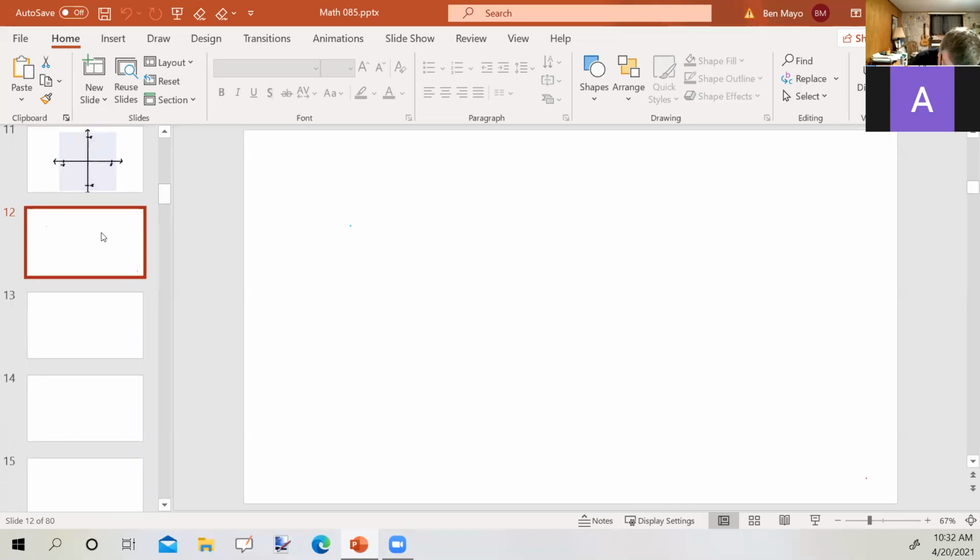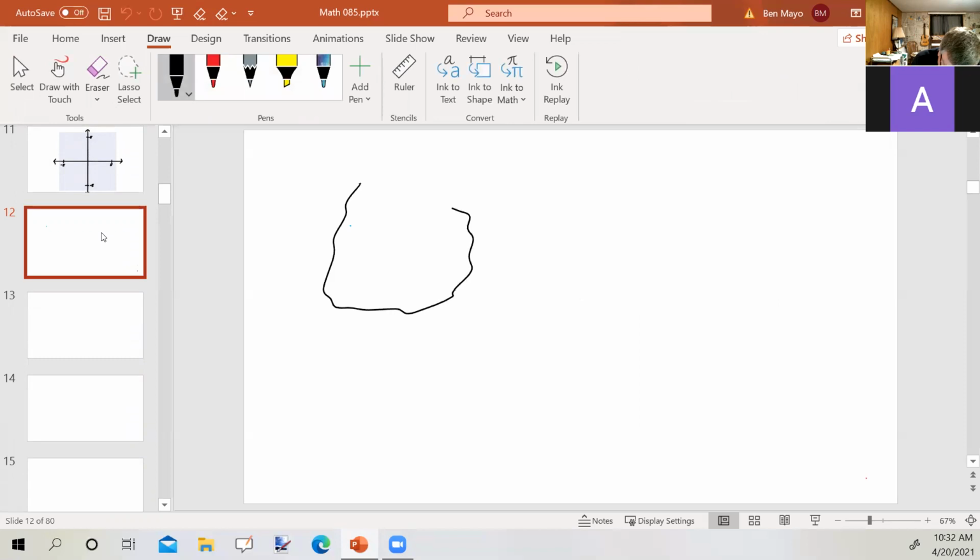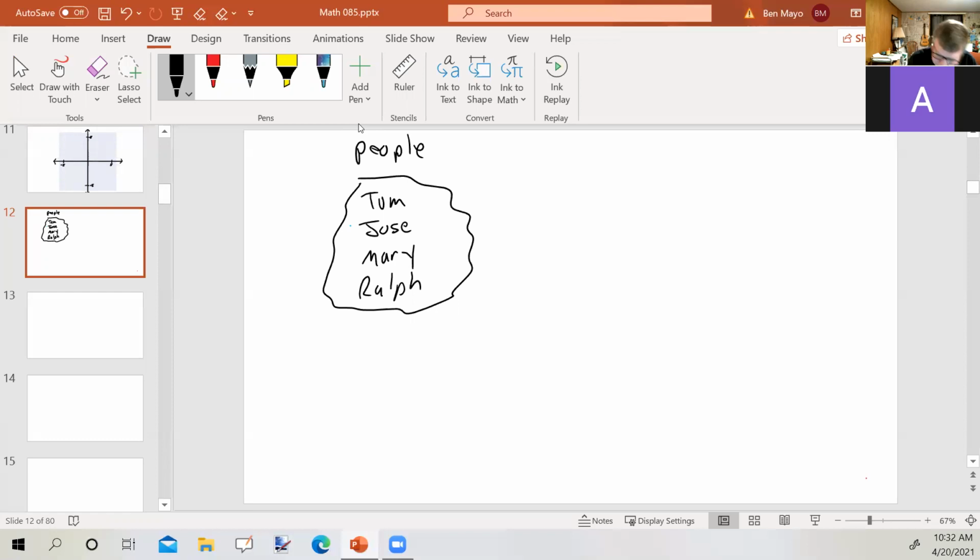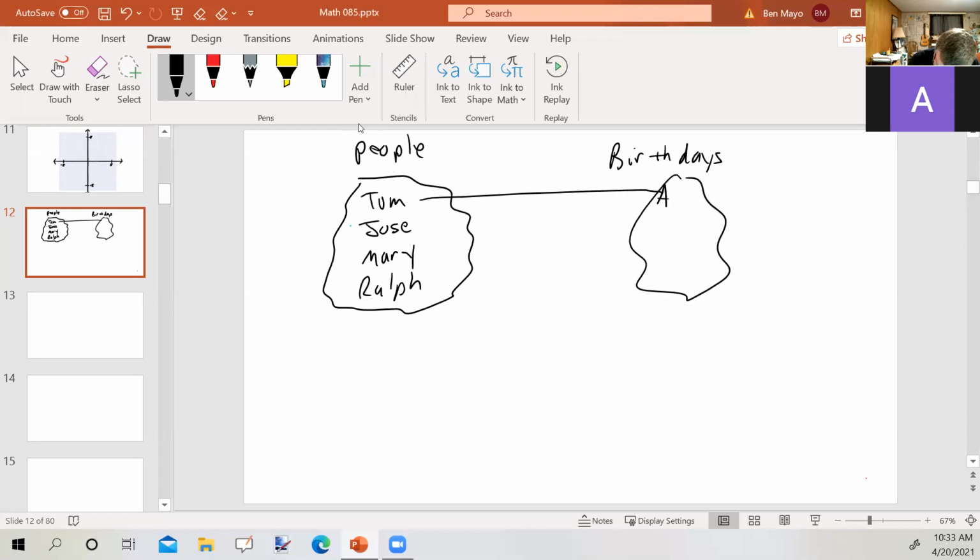Let's say we had a group of individuals. So people. How about Tom, Jose, Mary, and Ralph, okay? And birthdays. Tom's birthday is August 11th. Jose's birthday is June 3rd. Mary's birthday is also August 11th, and Ralph's birthday is October 16th.